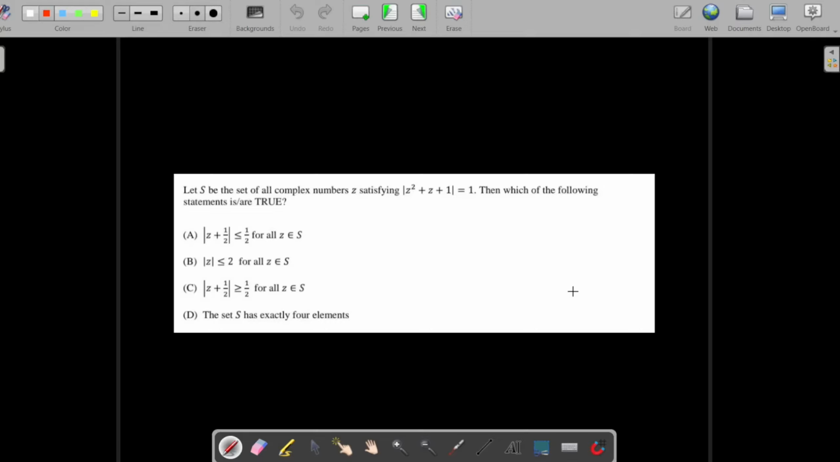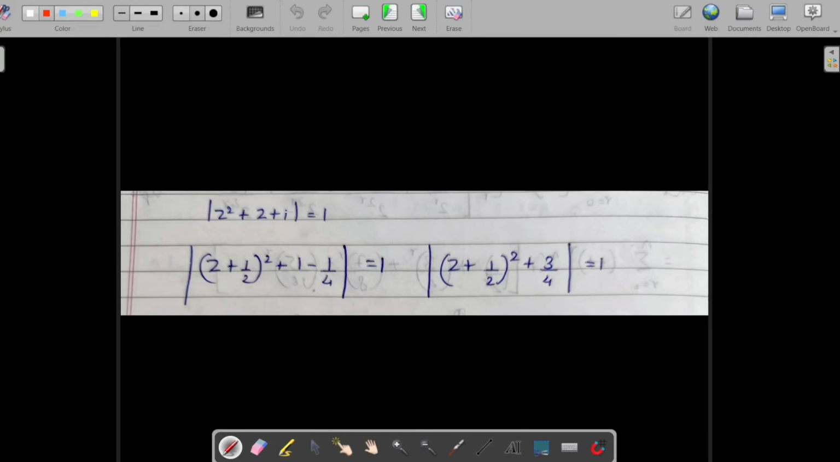So let us go one by one. First of all, we can see that in both of these options we have |z + 1/2|, and we can see that if we complete the square of whatever it is in this quantity, we will get the term of z + 1/2. So we will just complete the square. This will become (z + 1/2)² + 1 - 1/4, because we have added plus 1/4 to complete the square, we will subtract 1/4. This will be (z + 1/2)² + 3/4 equal to 1.